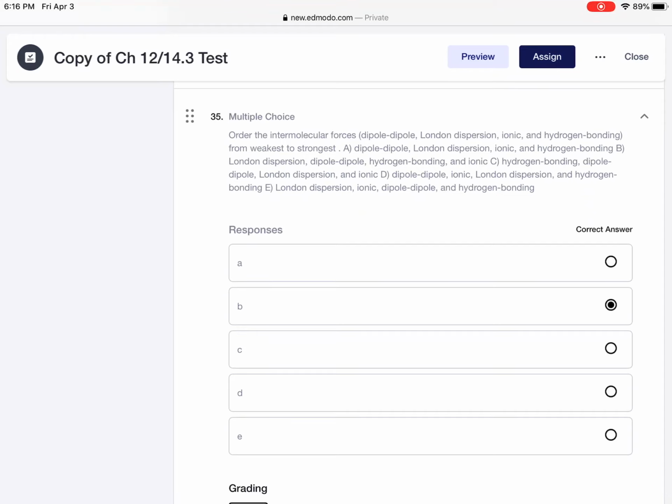Number 35, order the intermolecular forces from weakest to strongest. London dispersion is always the weakest. Dipole-dipole, then hydrogen bonding, and then ionic would be the strongest. So it's answer B.